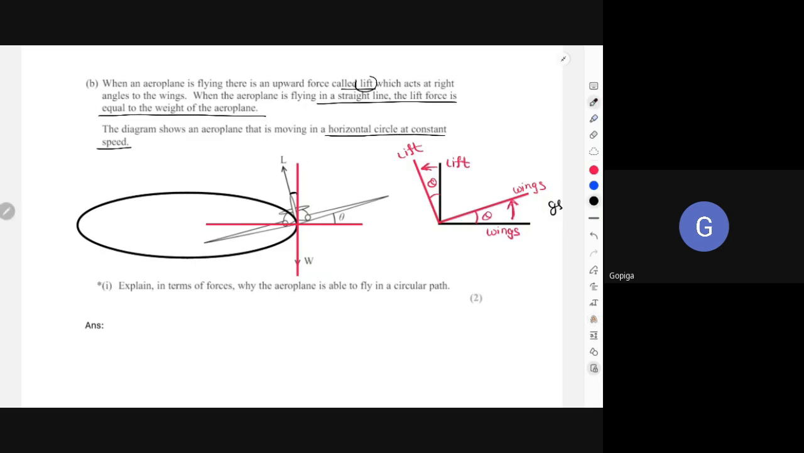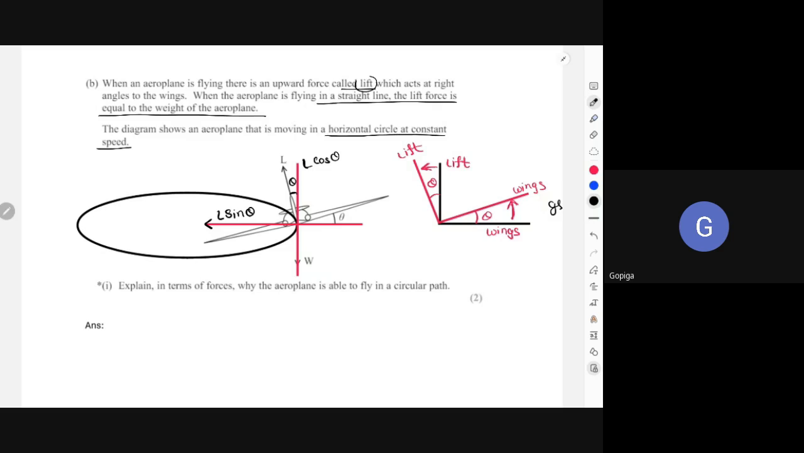So we have lift. I know this is theta degree, this is also theta degree. I already understood that from this diagram. So this is going to be lift, sorry, I'll just write L cos theta. This is L cos theta. In the downward direction, you have weight. And acting towards the center of the circle, you have L sine theta.